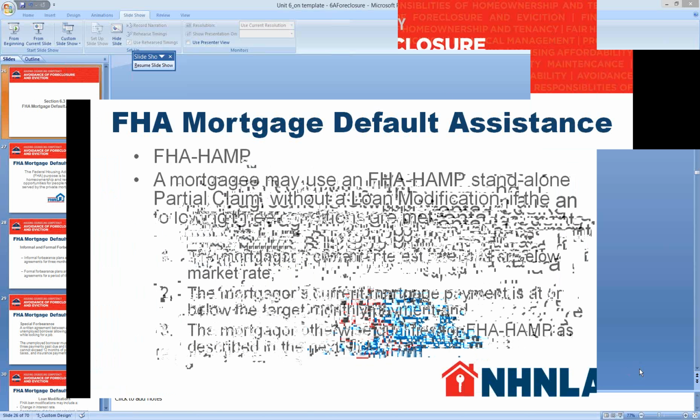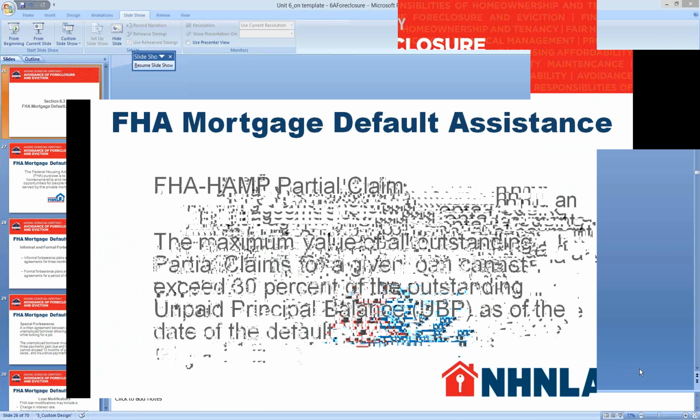Now, with the partial claim, the maximum value of all outstanding partial claims for a given loan cannot exceed 30% of the outstanding unpaid principal balance. So your homeowner may have had a partial claim in the past, and they can have another one. It's just that both of those together cannot exceed 30% of the unpaid principal balance.